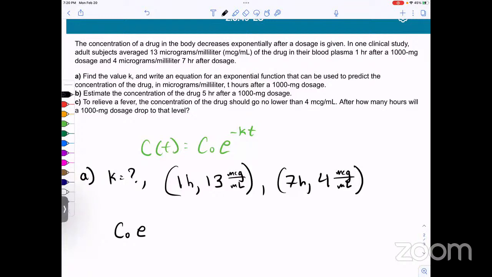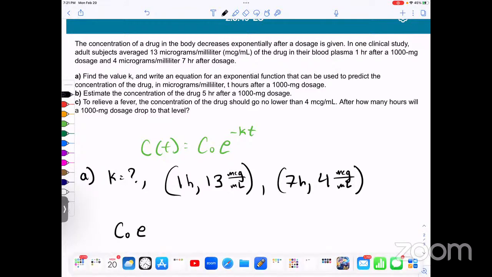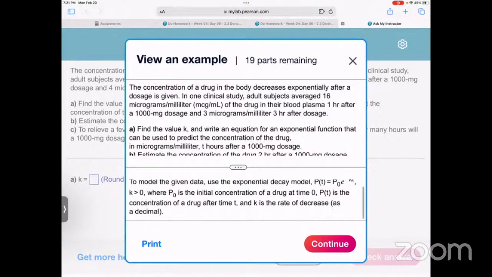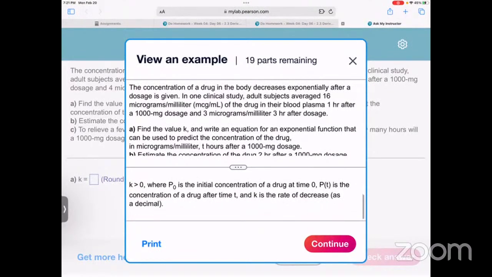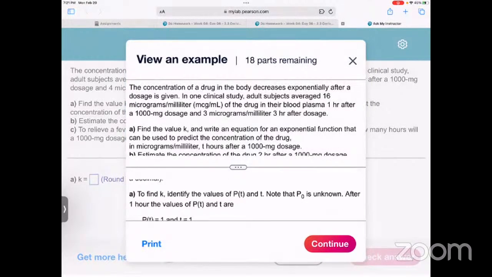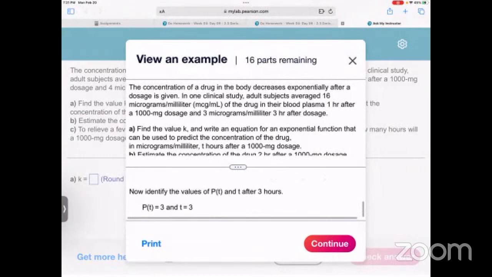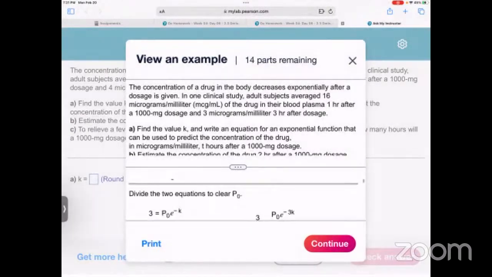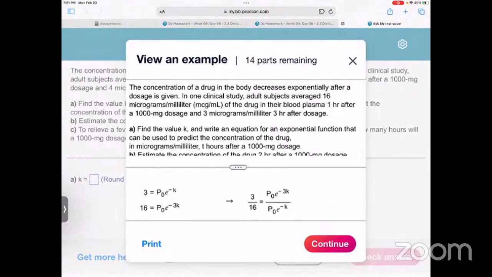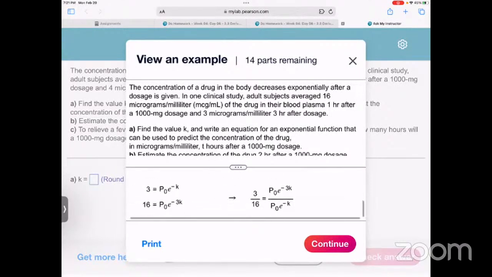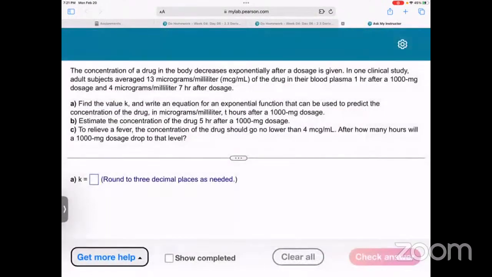I feel like the initial concentration should be, it's either 0. Let me view an example, because I'm just not sure about the initial concentration. We got that. Initial concentration is 0. Okay. So then if you do that, after 1 hour, that's fine. And then the second one. Okay, that's fine. So with hours, right? So let's keep going.